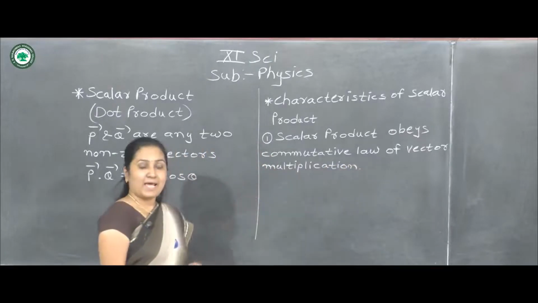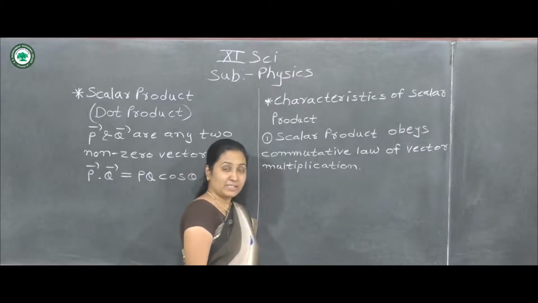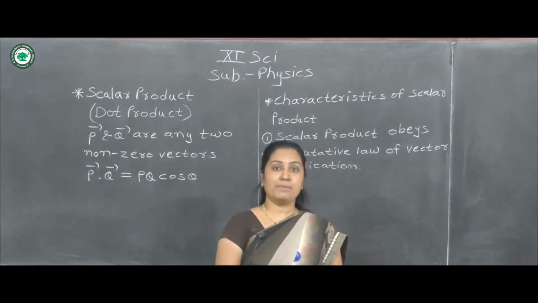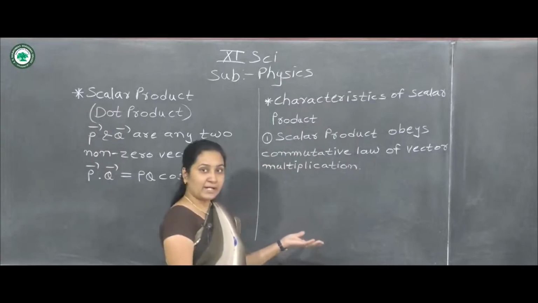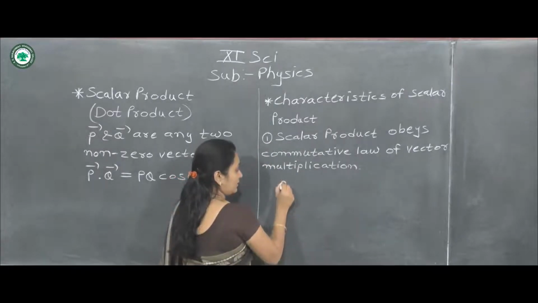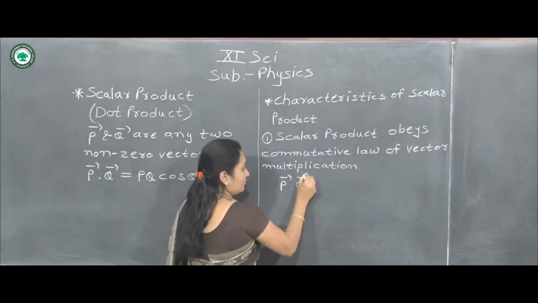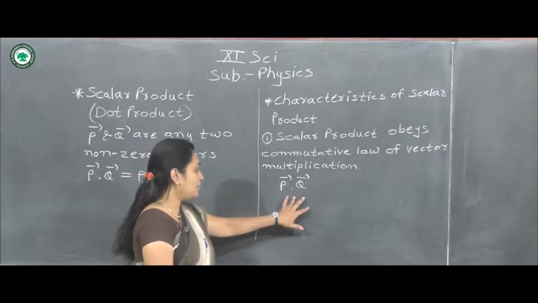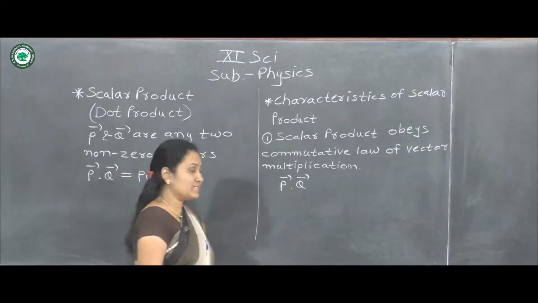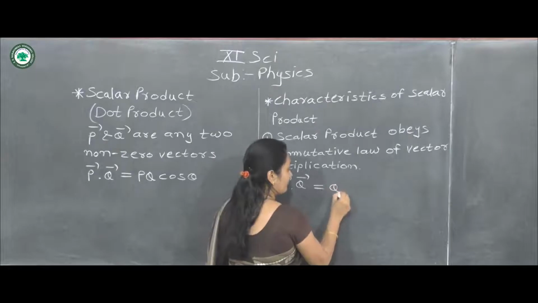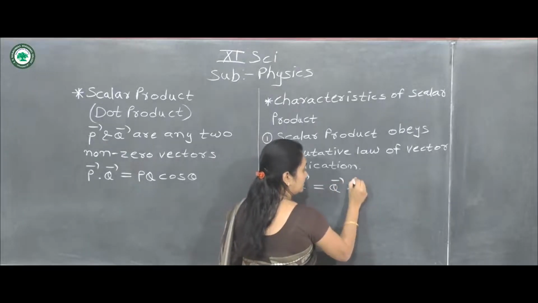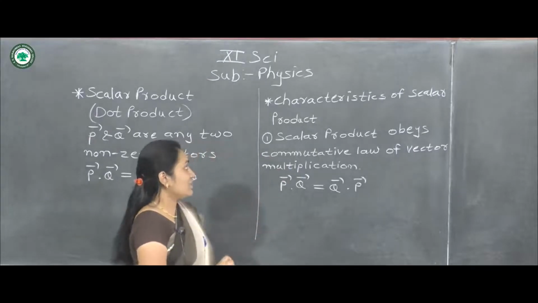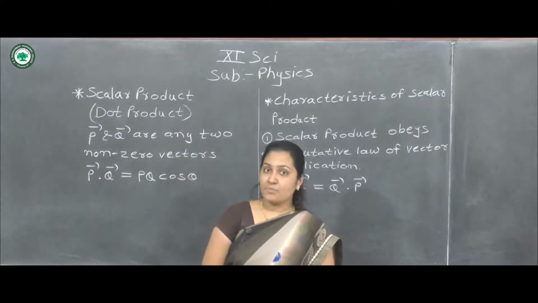So we can write this characteristic as: if there are two non-zero vectors P bar and Q bar, then the dot product of P bar and Q bar is given by P bar dot Q bar, and it is equal to Q bar dot P bar. So this gives us the first characteristic of scalar product.